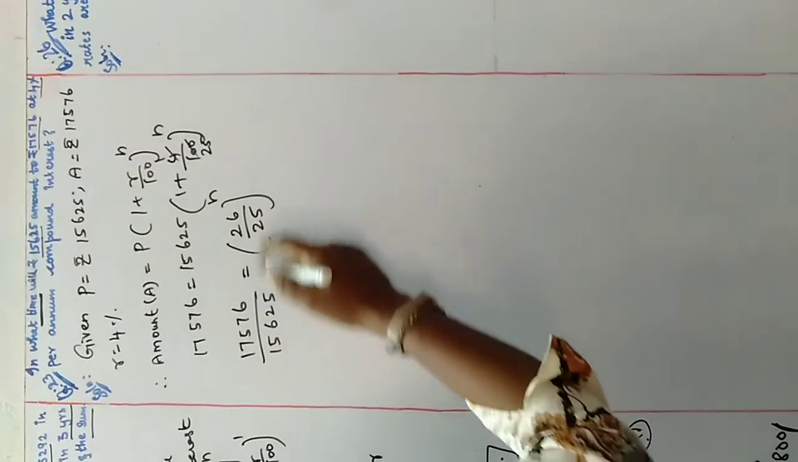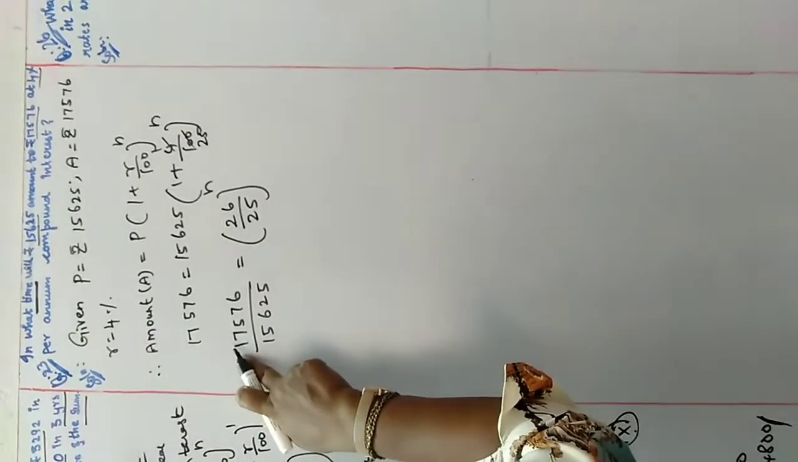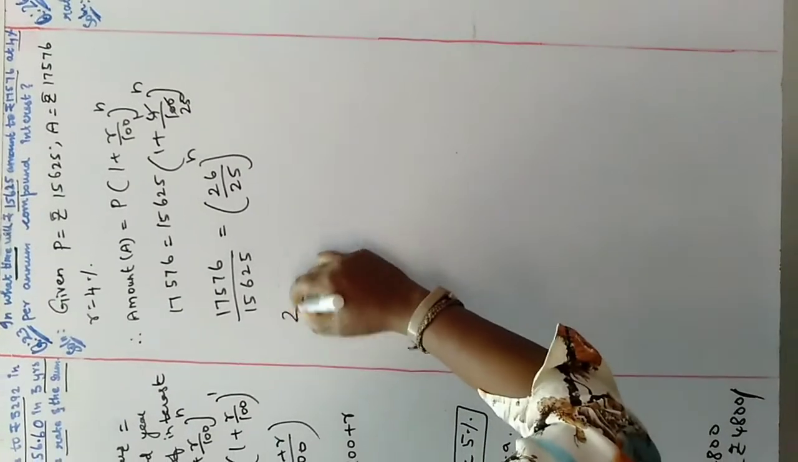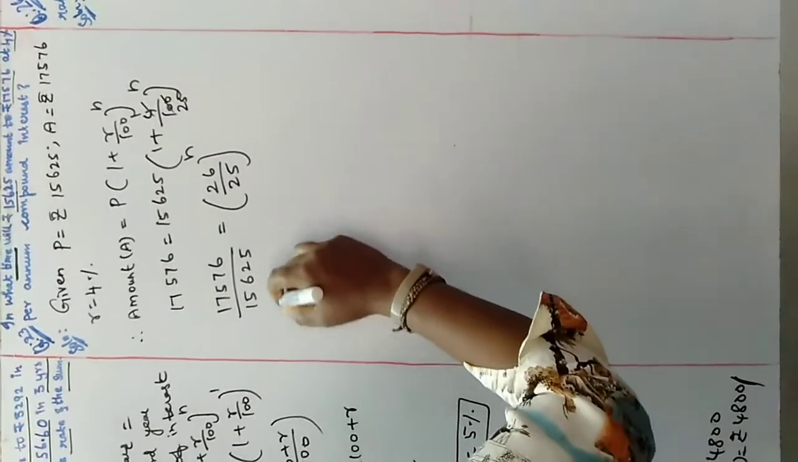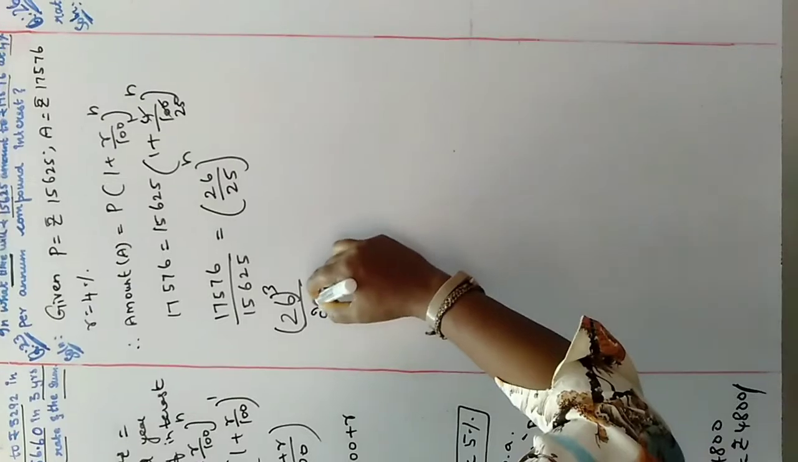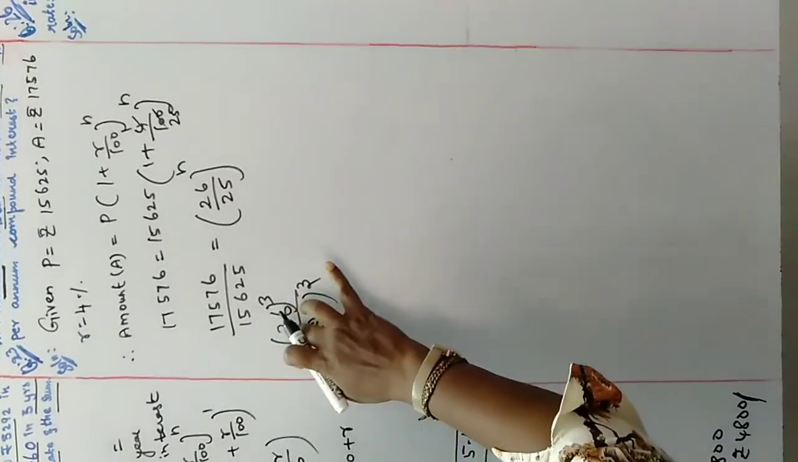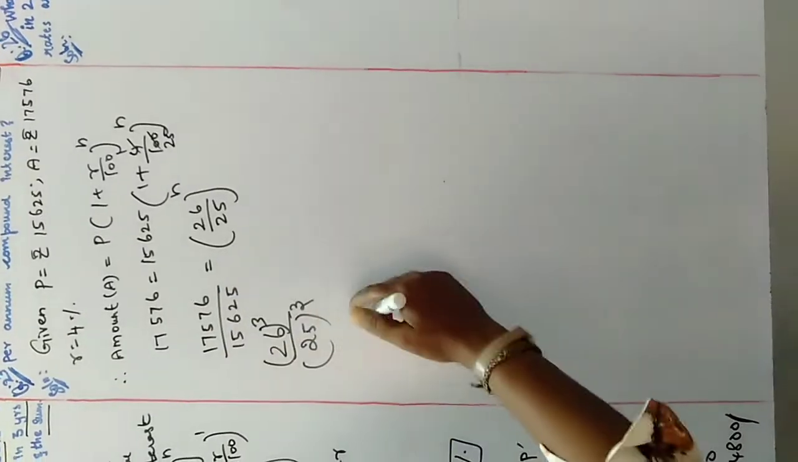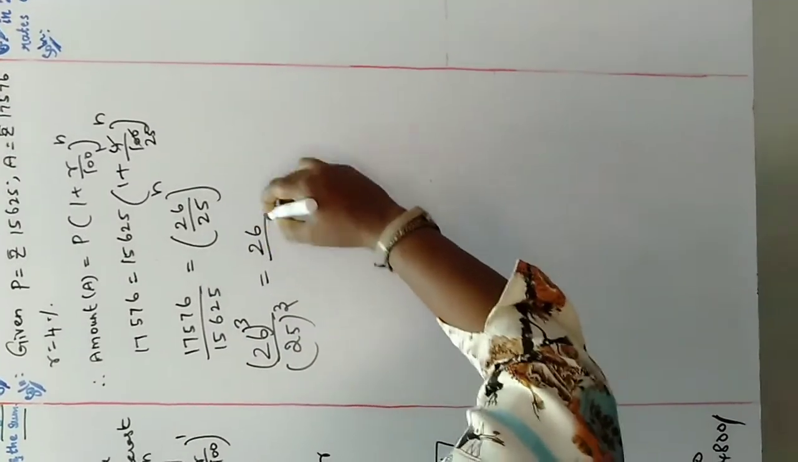So in my view, this is 26 cube and this is 25 cube. Okay, so you can check it later. That is 26 by 25, this is the 26 cube and this is the 25 cube. Cube of 26 is 17,576 and cube of 25 is 15,625. Right? Okay.